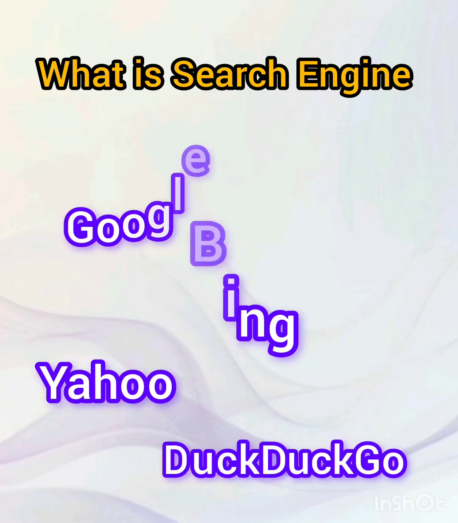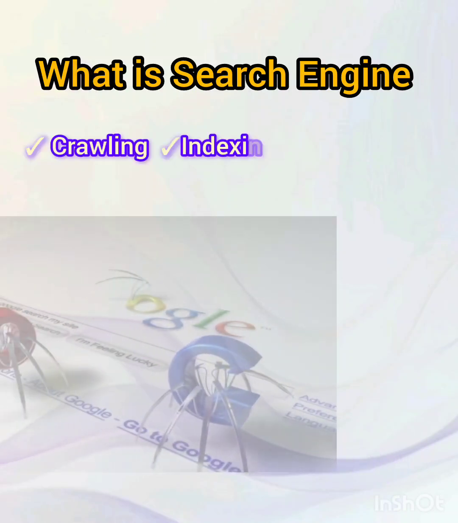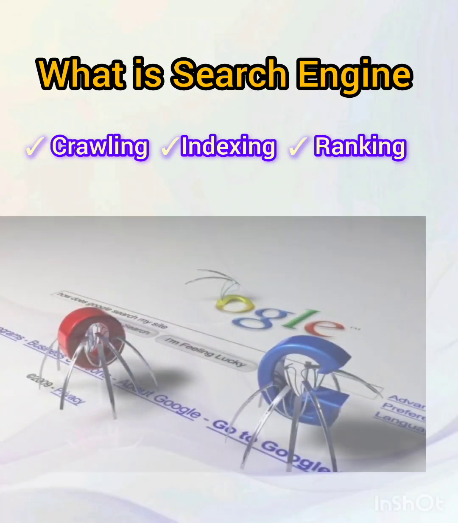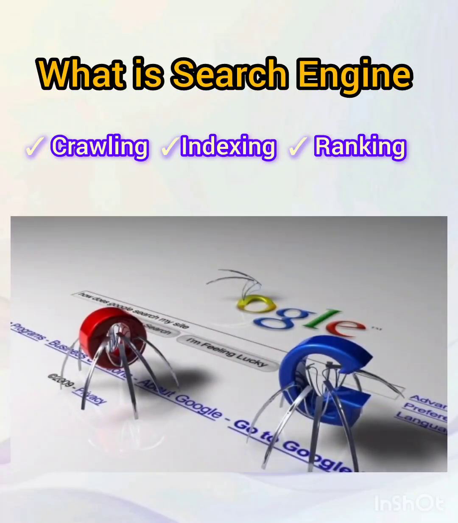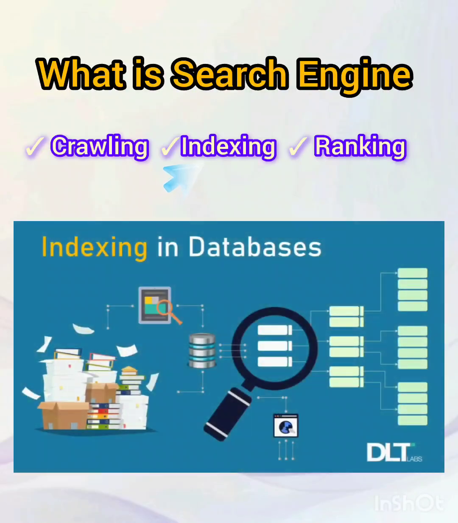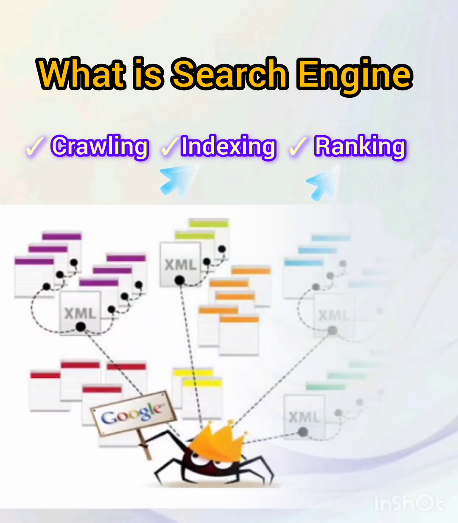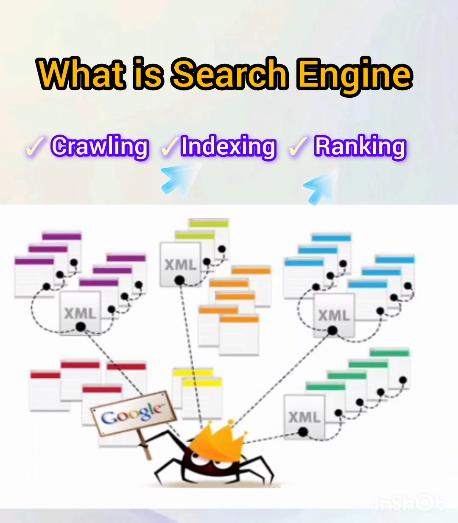So in essence, a search engine does the crawling on the internet through spiders or bots, you can say, and then the search engine indexes that information, and lastly the search engine ranks information according to the relevancy and the authority of that content.